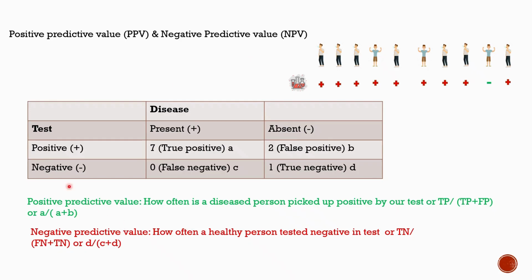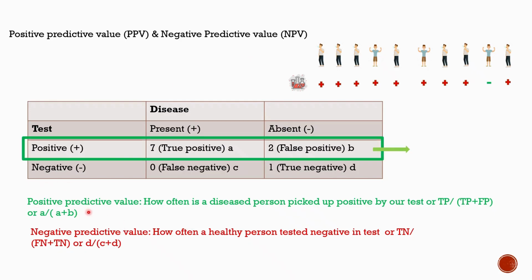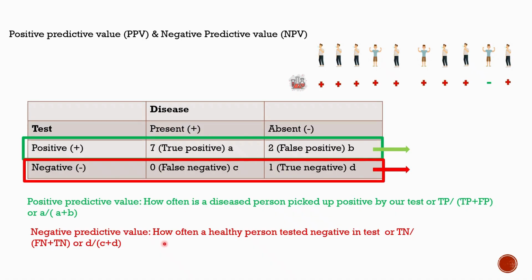So first we will learn about positive predictive value. Positive predictive value is how often a diseased person is picked up as positive by our test. How will we calculate this? It is true positive divided by true positive plus false positive. And next is negative predictive value. It is how often a healthy person tests negative in the test. How will we calculate this? It is true negative divided by true negative plus false negative.